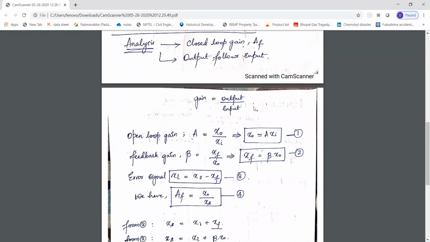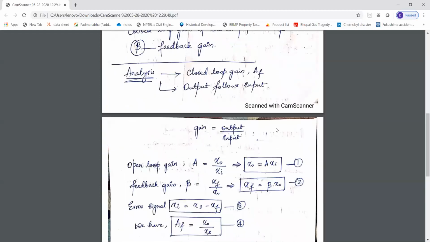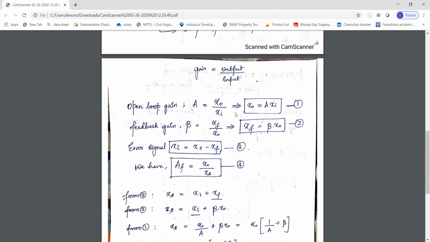Gain is nothing but the ratio of output and input, isn't it? Now first let's write an equation for open loop gain. Consider only an amplifier without the feedback, so this part of the circuitry will not be present. The output of this amplifier is X naught, and the input is Xi. So open loop gain A is equal to X naught by Xi. From this we write X naught is equal to A into Xi. Name this as equation 1.